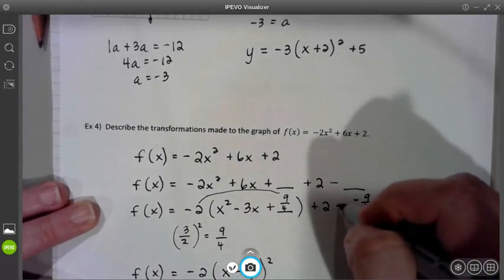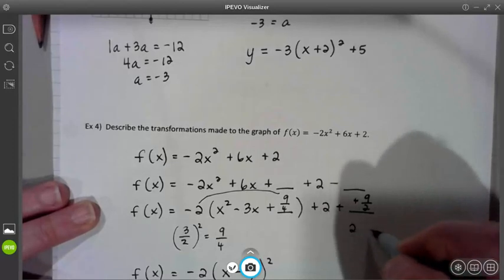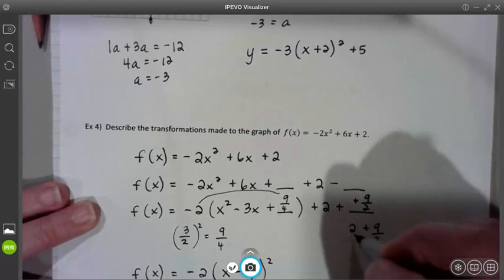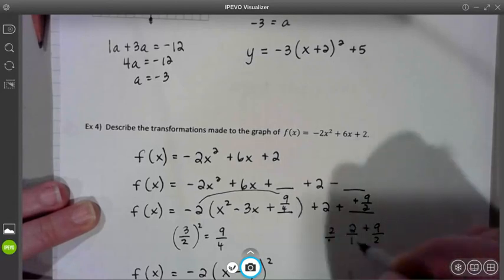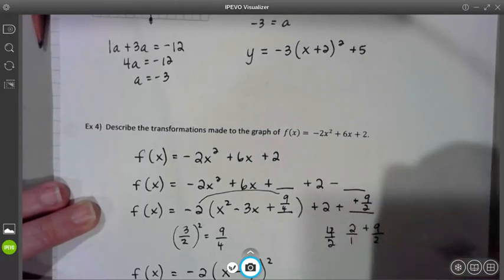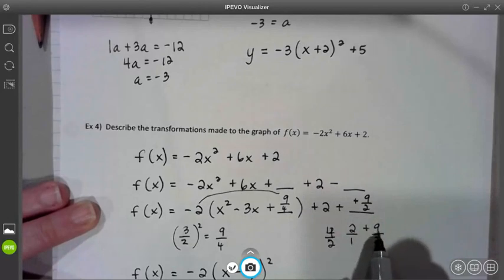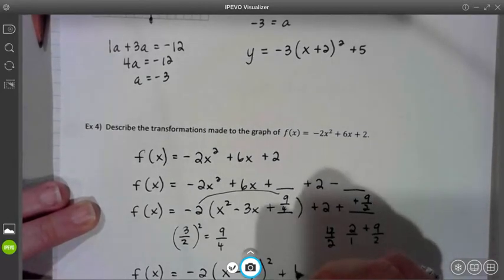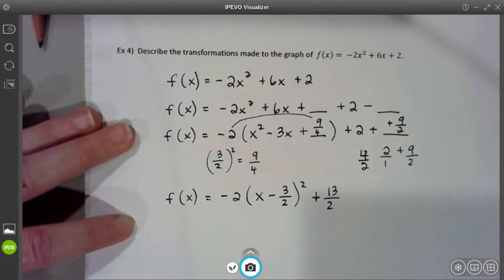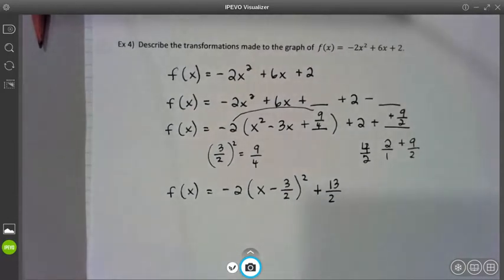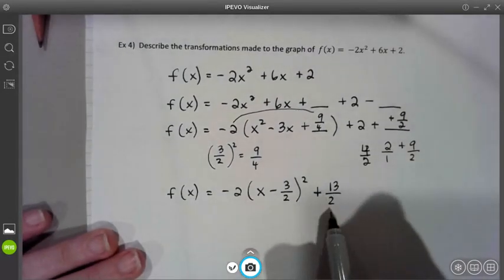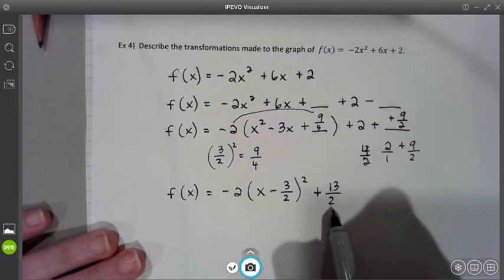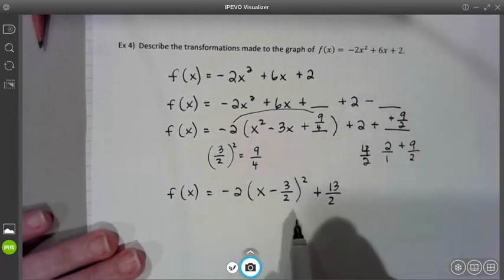And then when I go to add this together, that's really going to be 2 plus 9/2. All right, we get a common denominator. That's 4/2. All right, so 4 plus 9 is 13 over a common denominator of 2. So plus 13/2. All right, so there we go. So now you are converted to vertex form. So now you can see that the vertex would be 3/2, 13/2. So what, 1.5, 6.5. And now we can describe the transformations.